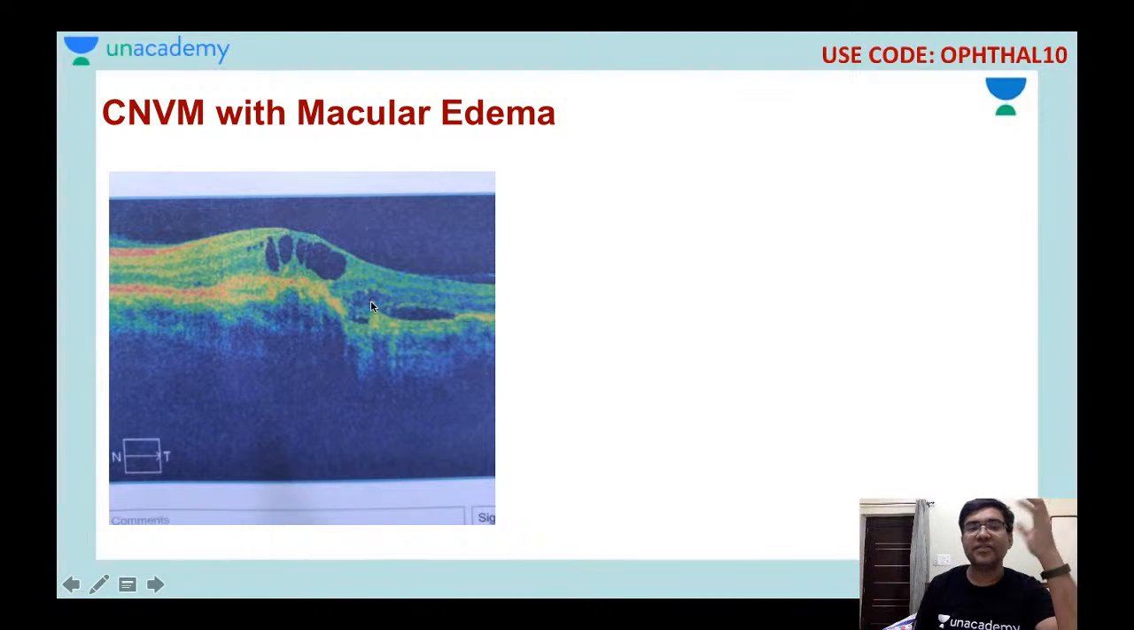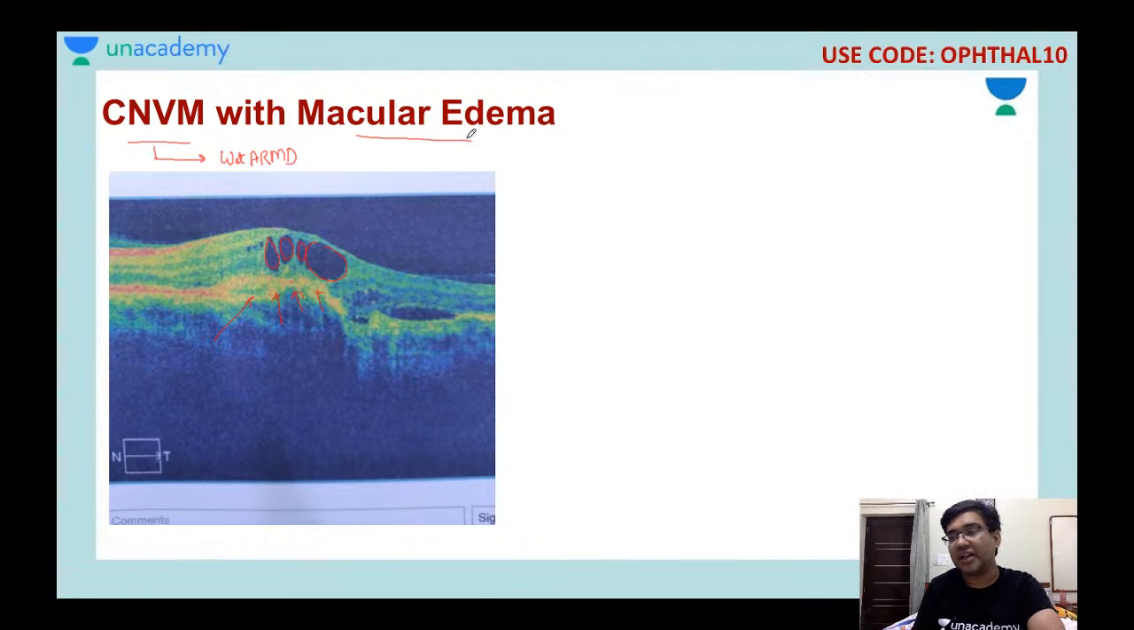Now we can have another picture where you are having a macular edema. In this picture, if you can appreciate, there are cystic spaces in the inner layers of the retina. This is called macular edema. Also, you can appreciate that the retinal pigment epithelium is deranged, is destroyed, and the leakage of the capillaries is basically causing the edema here. So this patient is having a choroidal neovascular membrane, which is basically a wet ARMD, and with the wet ARMD you are also having macular edema in this case.